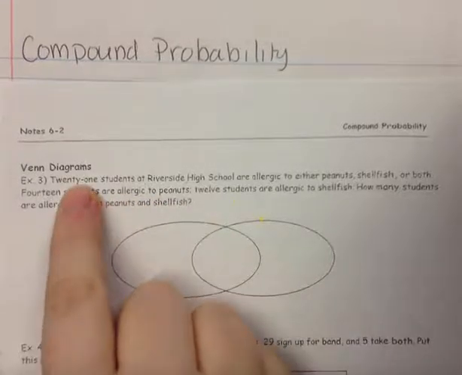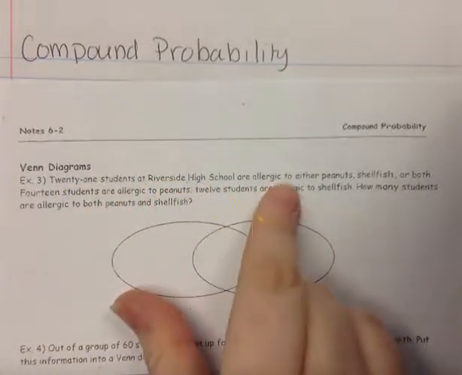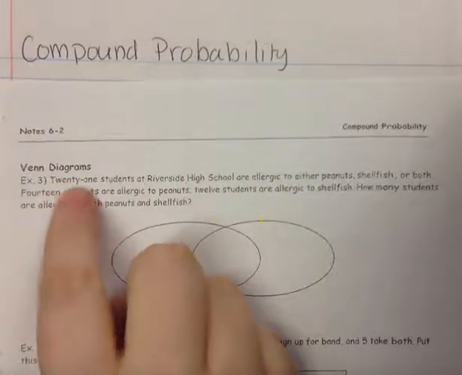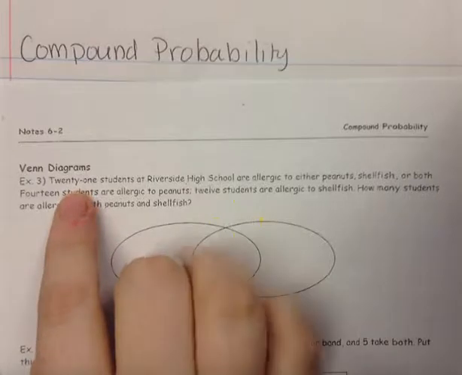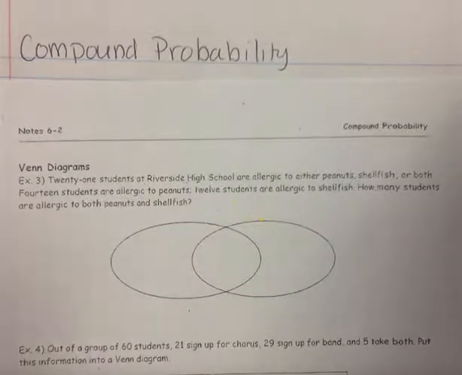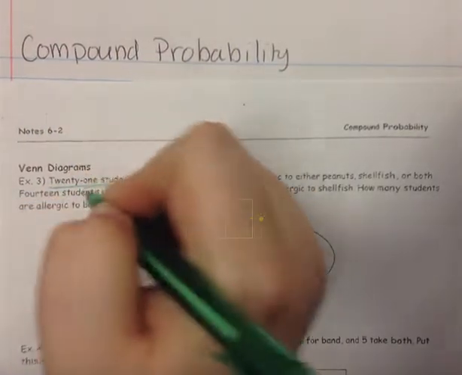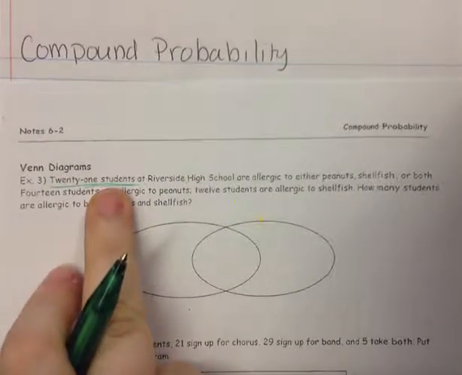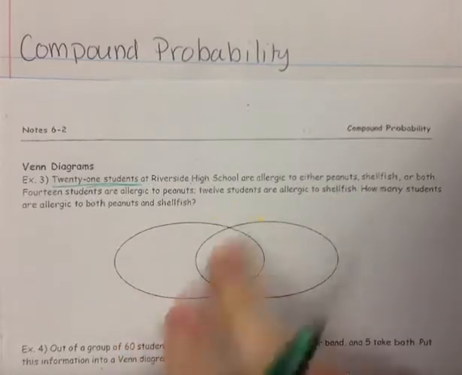So we look back at the beginning of this. This one says that 21 students are actually allergic to something. So there are not 21 students at the school, but there are 21 students who are allergic to one of these things. So this is our total amount of students that we're dealing with. The 21 students should be what everything adds up to. We have two things that we're allergic to, peanuts and shellfish.